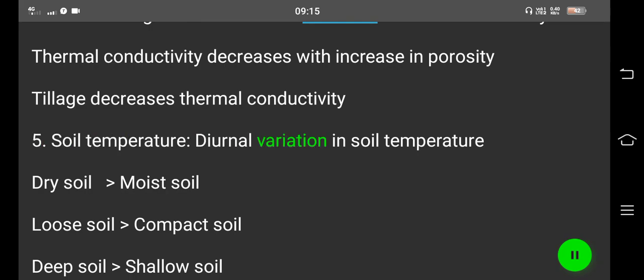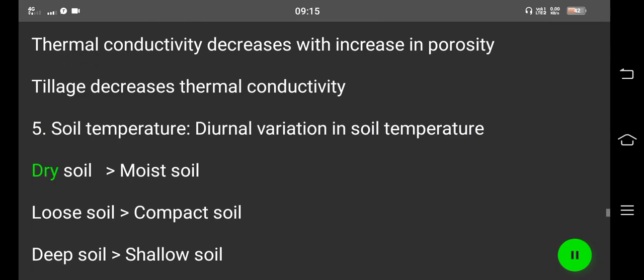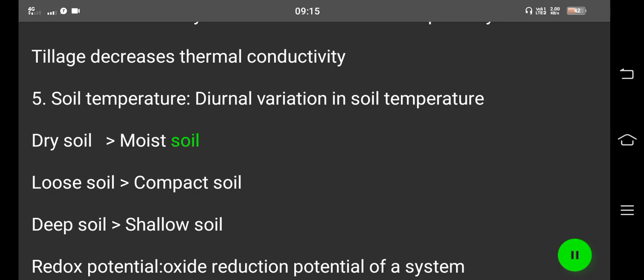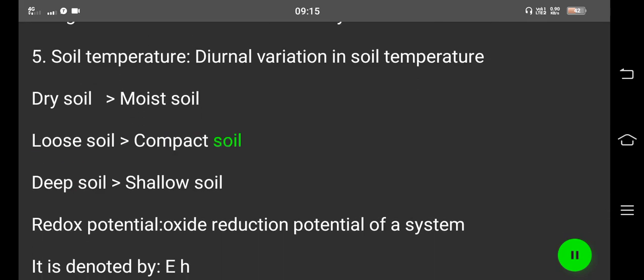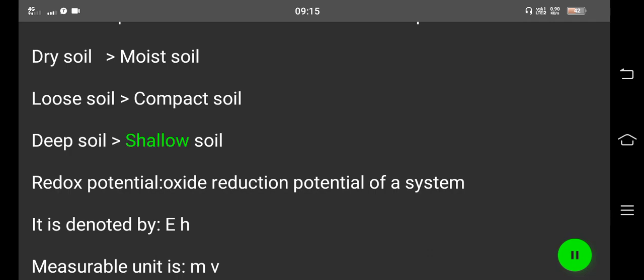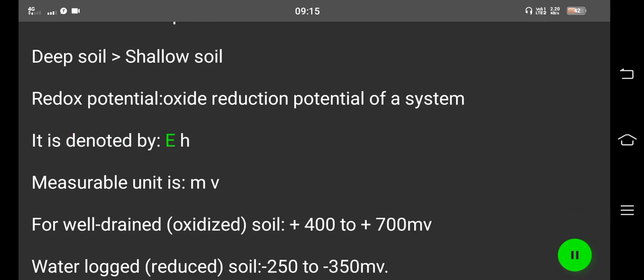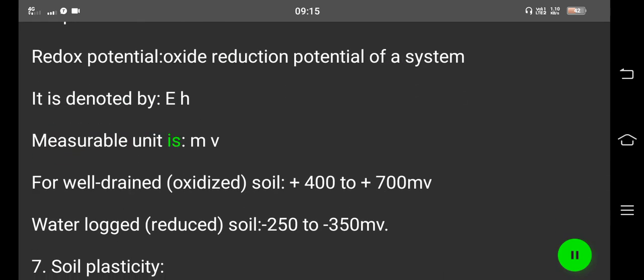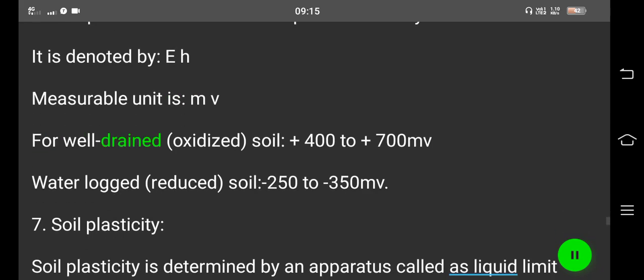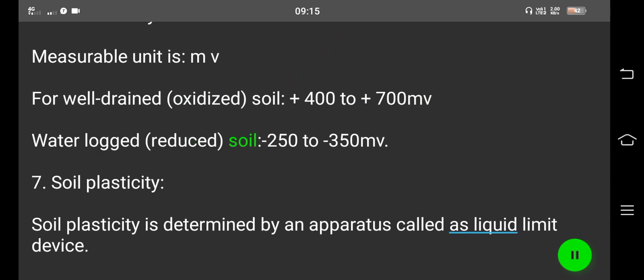5. Soil temperature. Diurnal variation in soil temperature: dry soil greater than moist soil, loose soil greater than compact soil, deep soil greater than shallow soil. 6. Redox potential, oxidation reduction potential of a system. It is denoted by Eh. Measurable unit is mV. For well-drained, oxidized soil, +400 to +700 mV. Waterlogged, reduced soil, -250 to -350 mV.